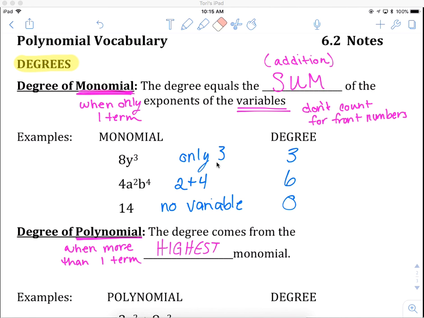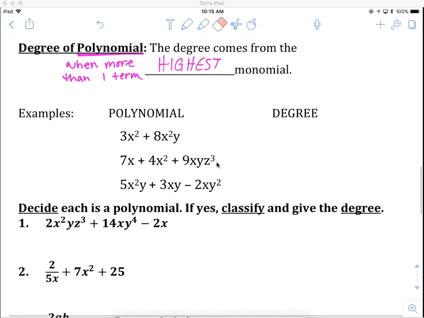All right, we're almost done. Looking down at the next part, it says the degree of a polynomial. Now we're not just talking about one term. Now we have the whole polynomial. There might be 2 terms, there might be 3 terms, there might be 5 terms. We don't know. But all we're going to do is find the degree of each individual term and then write down what the highest number is.